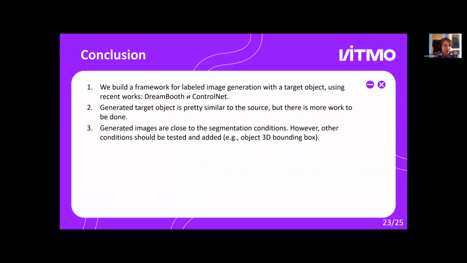So, conclusion: we built a framework for labeled image generation with a target object using recent works such as Dreambooth and ControlNet. Generated target objects are pretty similar to the source, but there is more work to be done. Generated images are close to the segmentation conditions. However, other conditions should be tested and added, for example, object 3D bounding box.